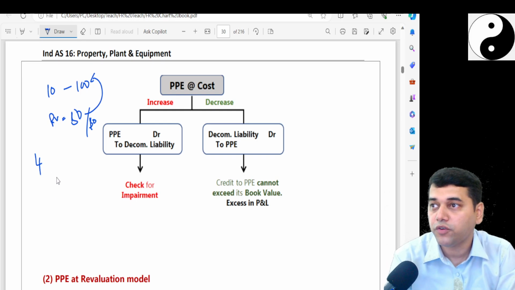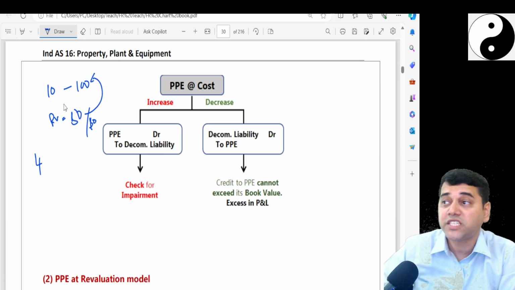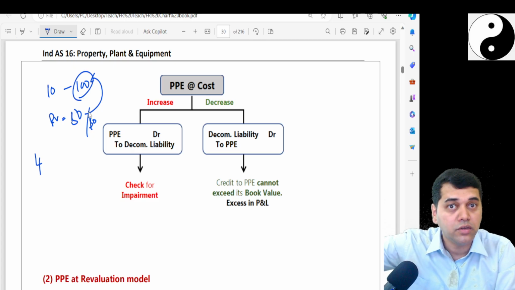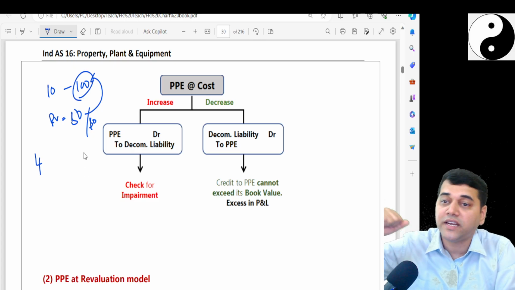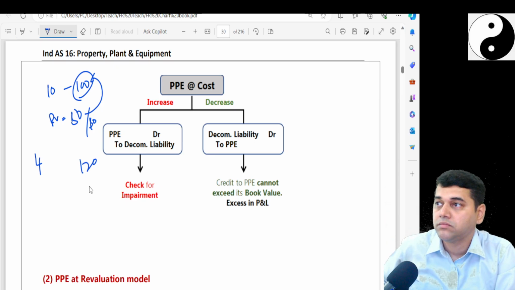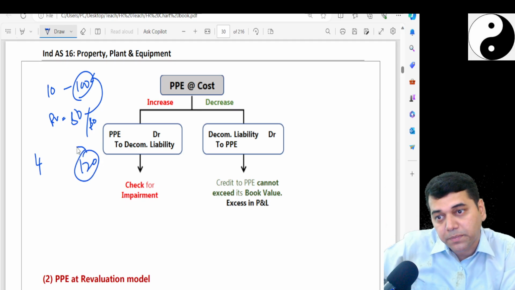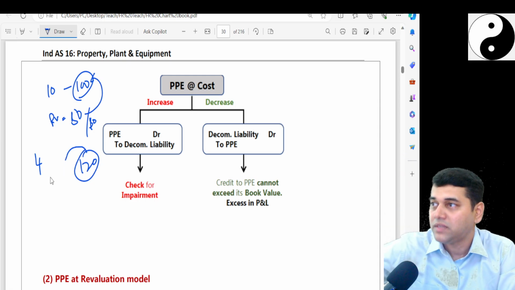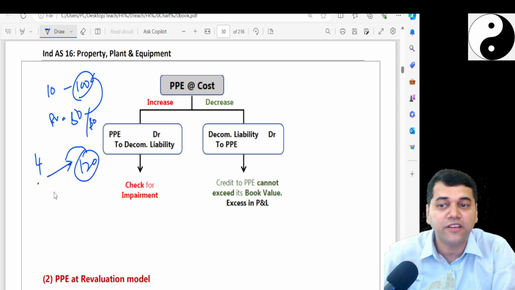Now, at the end of the 4th year, you realize what you estimated 4 years back, 10 years down the line, what you are going to incur, that is not 100, it is 120. Now, again, you have to find out the present value of 120. When? Not the beginning. 4 years are already crossed. Right now, how many years are left? 6 years left.